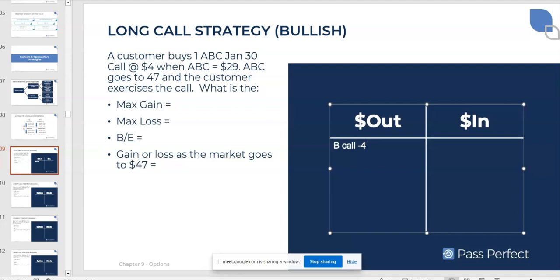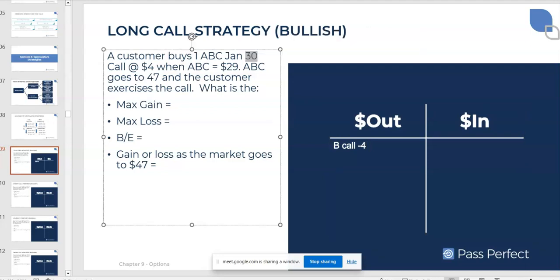All right, so what is the max? Now what happens here? ABC goes to 47 and the customer exercises the call. So we're going to say, what's max gain, max loss, and stuff like that. First off, what's the maximum possible loss on this transaction? The worst that can happen is, our customer bought this call option expecting the stock to be above $30 a share, because he's got the right to buy it at $30 up until January. If January comes and goes and ABC is still below $30, no one's going to exercise this call option. No one wants to buy something for $30 that's worth less than that, so they'll just let the call expire.